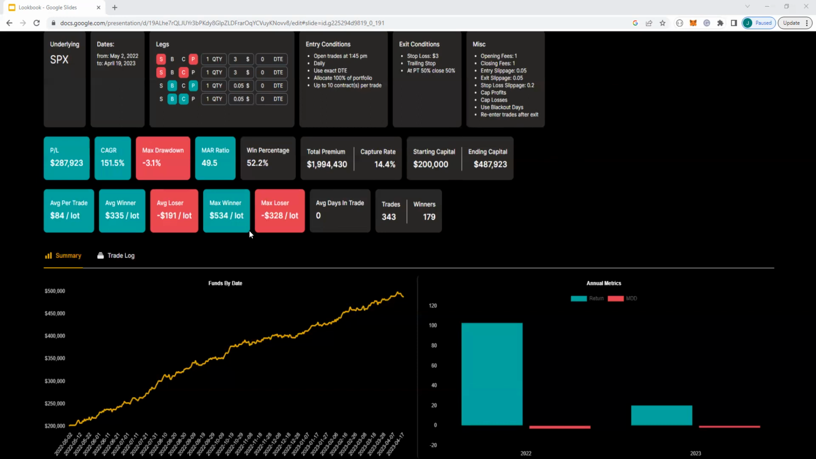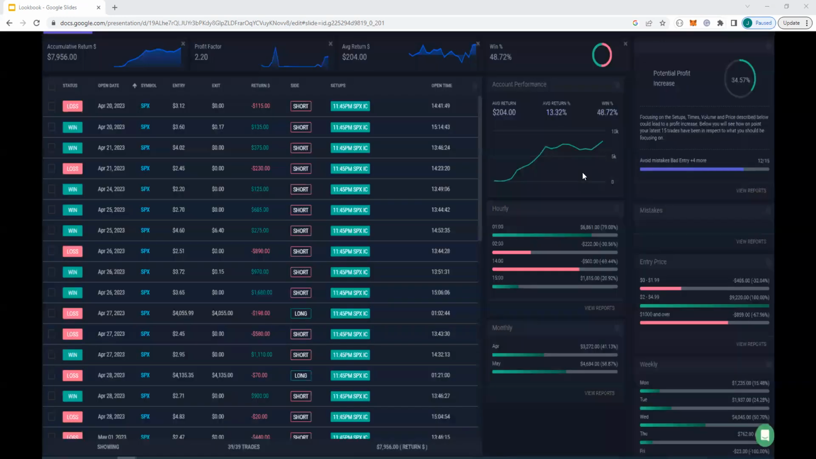And then you can see my max winners outweigh my max loss, and my average winners outweigh my average losers. So this has been fantastic, and we'll see it here. Over the last month, there's about 8 grand in cumulative returns, a profit factor of 2.2, an average return of 204, and that fantastic winning percentage of 48, 49%, if you will.